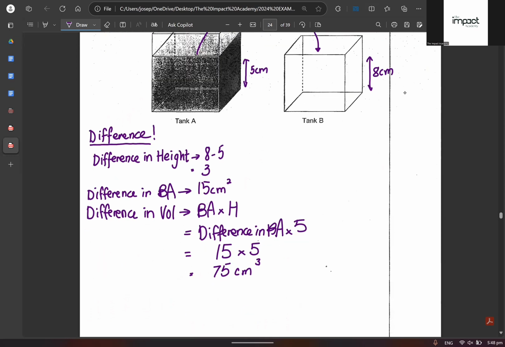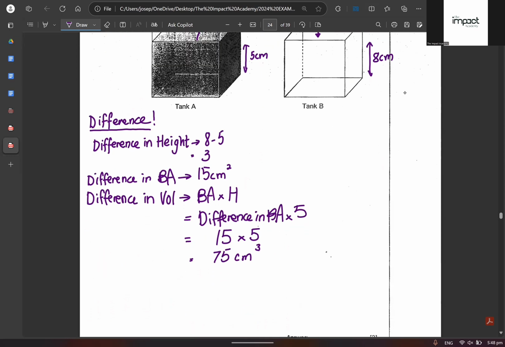So if I know this, what else can I find? The actual volume. I can find the base area now, because I can use the difference in volume divided by the difference in height. Agree so far? I can find that, right?